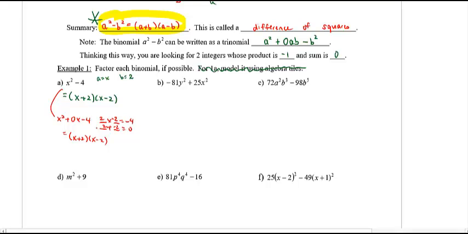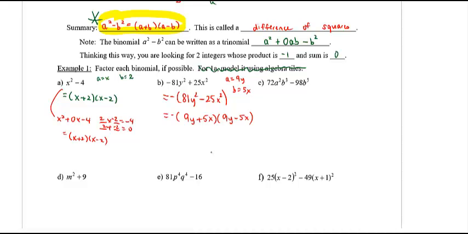You know I hate negatives, so I'm going to factor that out. 81y squared minus 25x squared. If you can identify A and B right away, then life is pretty easy, because A in this case is 9y, right? 9y all squared gives you 81y squared. B would then be 5x, because 5x all squared gives you 25x squared. Knowing that now, let's go ahead and plug it in. So A plus B times A minus B. We're done.